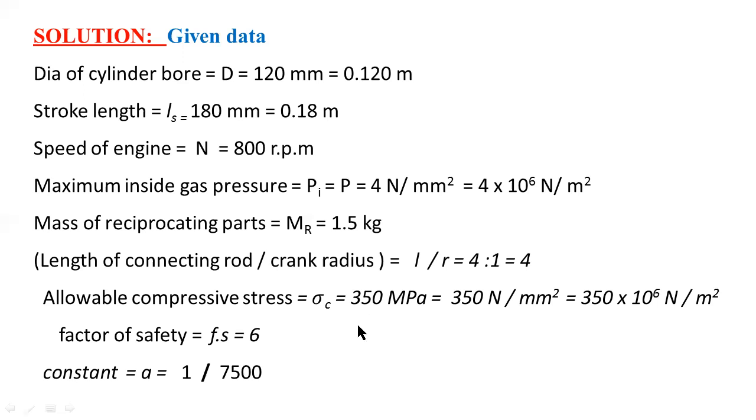And the compressive stress for mild steel equal to 350 megapascal is given. You have to convert this megapascal into Newton per mm square, and then convert this into meters. So 1 mega equal to 10 power 6 Newton per meter square, and 1 megapascal equal to 1 Newton per mm square. Here the factor of safety is given, that is Fs equal to 6, and the constant used for Rankine's formula, constant a equal to 1 by 7500. This value is for mild steel material.